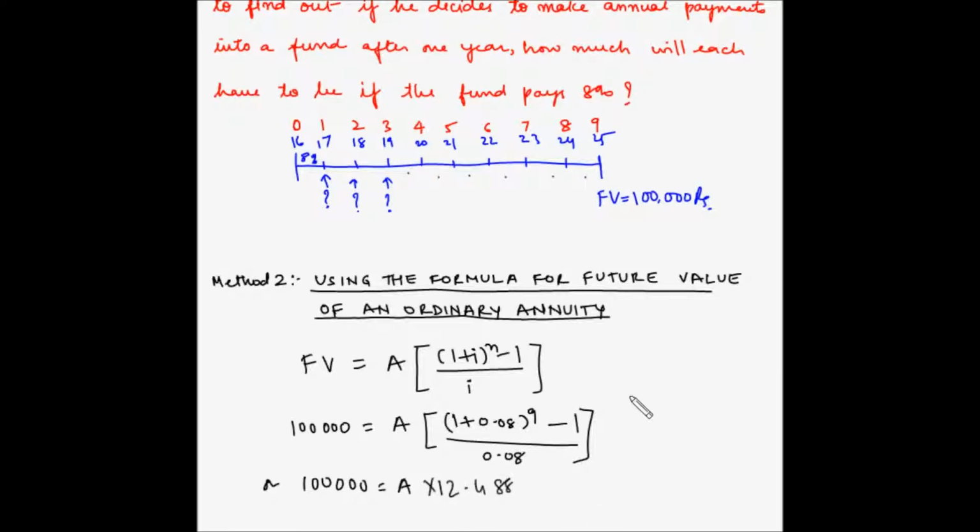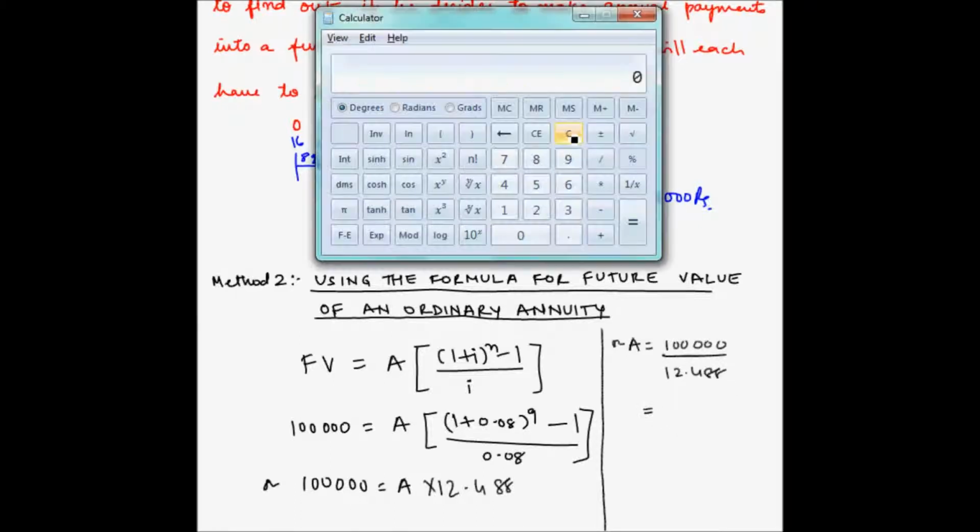So 100,000 is equal to A into 12.488, or A is equal to 100,000 divided by 12.488. So 100,000 divided by 12.488 gives 8,007.69.